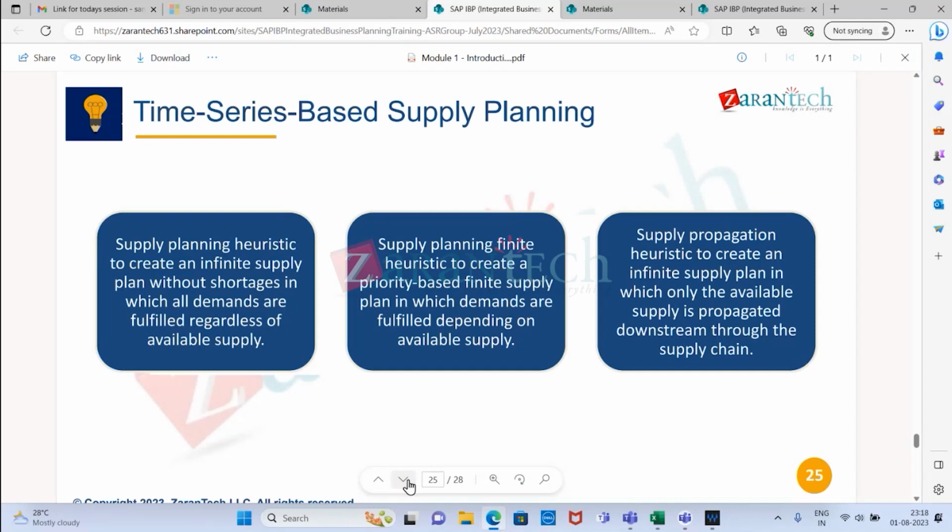The last one is basically the heuristic infinite supply plan, in which only the available supply is propagated. So the last process is such that if there are, let's say, two customer demands for 10,000 pound each, then the total customer demand is 20,000 pound, but the limited supply is only 10,000 pound. Then in this case, the process of allocation comes into the picture.